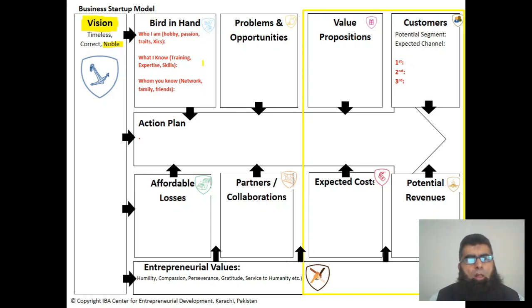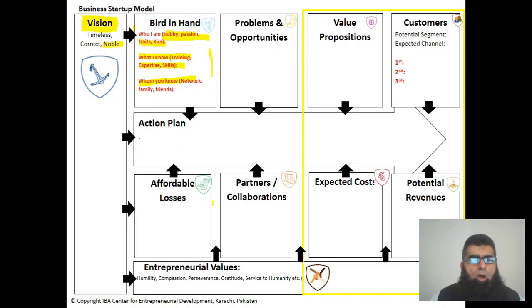The first box is called the bird in hand, and it talks about who you are, what you know, and whom you know. So your hobby, your passion, your characteristics, that has to come here. What you know, your training, expertise, and skills, and whom you know. So you're supposed to write here in this box, and this is the first box to be filled.